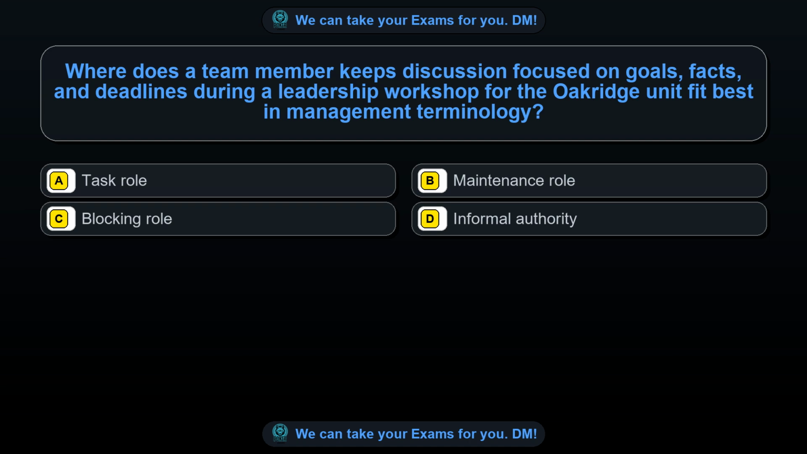Question 14. Where does a team member who keeps discussion focused on goals, facts, and deadlines during a leadership workshop for the Oak Ridge unit fit best in management terminology? Option A, task role. Option B, maintenance role. Option C, blocking role. Option D, informal authority. The correct answer is option A, task role.